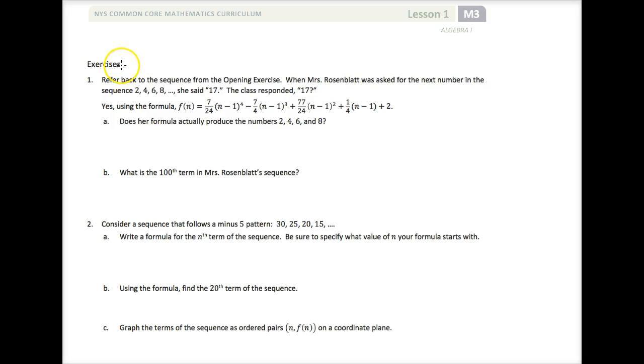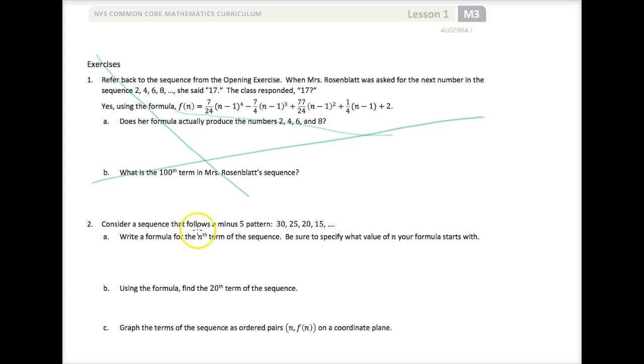This is student page 3. We're still on lesson 1, module 3, and because this is just hideous, I choose to ignore this problem, and you may too. We're not going to suffer. But we're going to look at this next one.